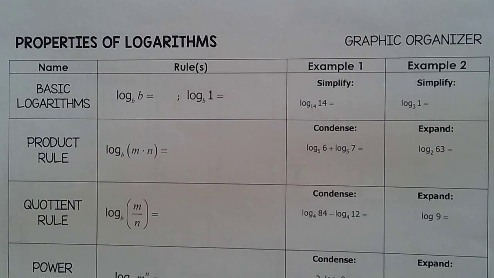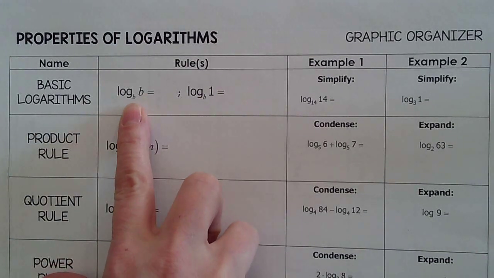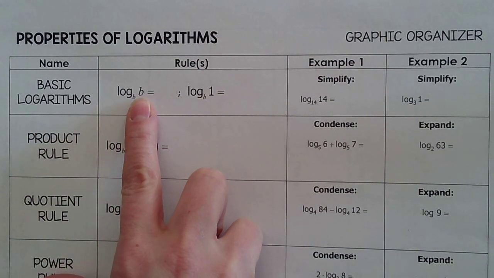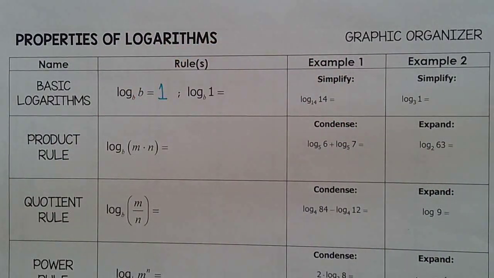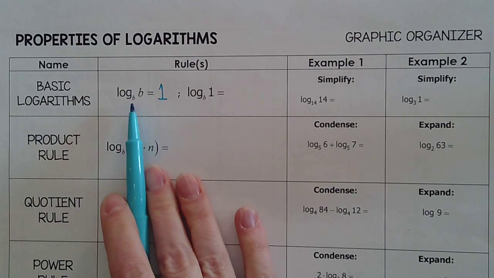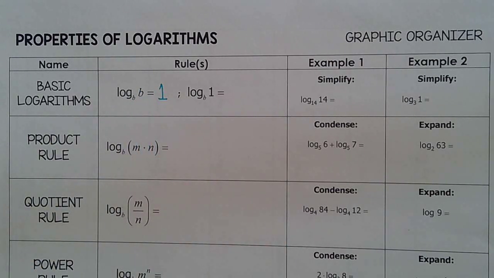When we think about basic logarithms, anytime you see log base b of b, that means the little number and the big number are the same number. Every time you see that, your value will be 1, because base to the exponent of 1 equals itself. Anything to the exponent of 1 equals itself.